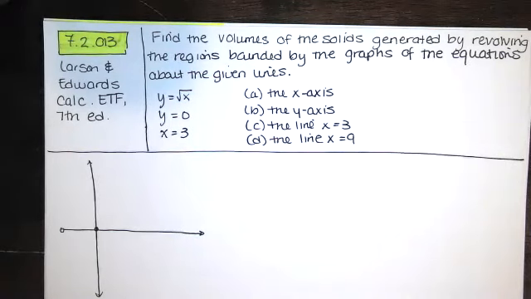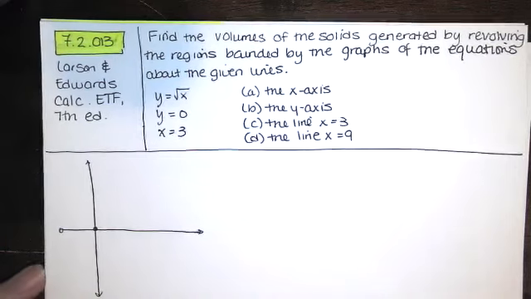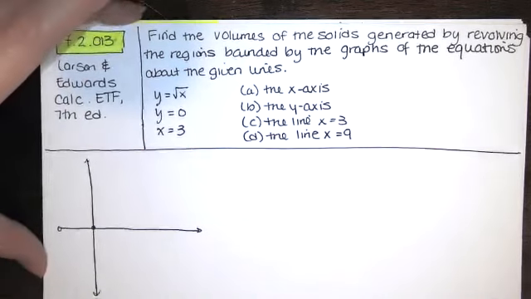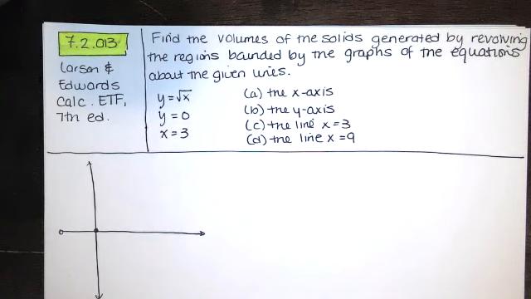In this video, we solve problem 7.2.013 from the Larson and Edwards Calculus Early Transcendental Functions text, 7th edition. We're asked to find the volumes of the solids generated by revolving the regions bounded by the graphs of the equations about the given lines.